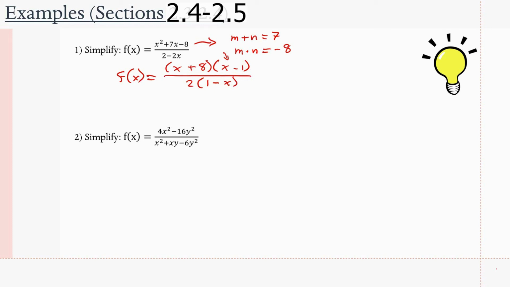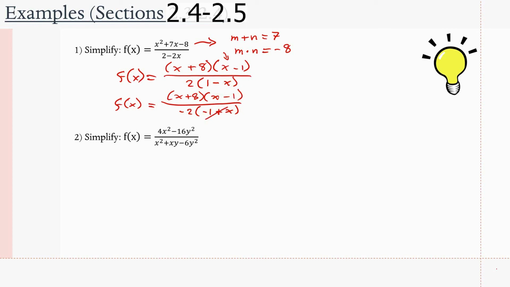We can factor out a negative 1. So we can leave the top the same, x plus 8 and x minus 1. And from the bottom, if we factor out a negative 1 from this term, we're left with a negative 2, and the signs here now are going to switch. Now we're going to have a negative 1 and a positive x. And now we have a positive x up top, and a positive x on the bottom, negative 1 on the bottom, negative 1 on the top. So we can actually cancel these out.